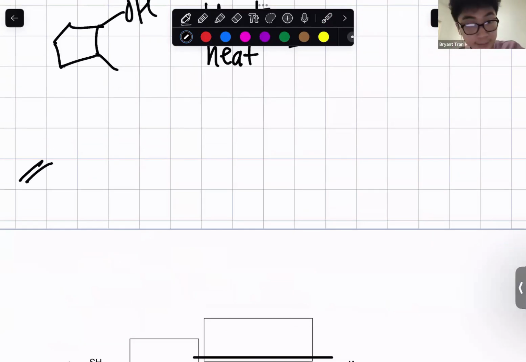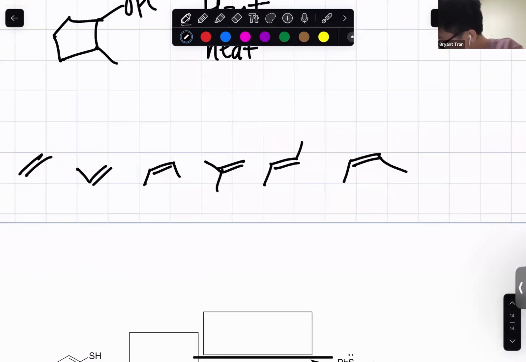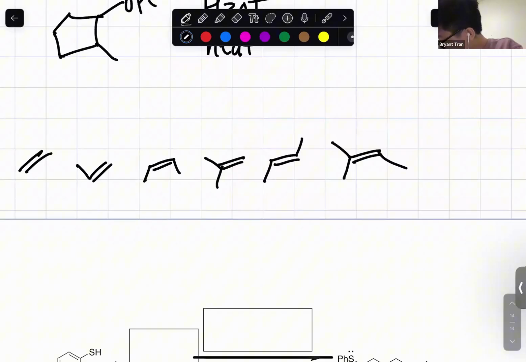This is unsubstituted. There's no R groups attached to that alkene. This is gonna be mono-substituted. There's one R group, and there's three di-substituted alkenes. There's the cis, there's the geminal, there's the trans, there's the tri, okay, and then this is the tetra-substituted one right here.